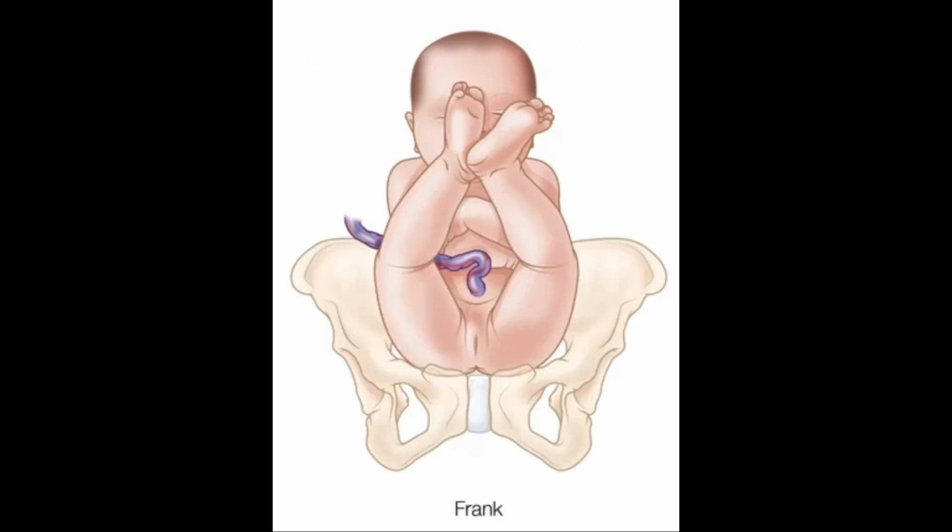Frank breech. It occurs in 60% of cases. In this, the legs and the knees are extended while the hips are flexed. It is more common in primigravida.